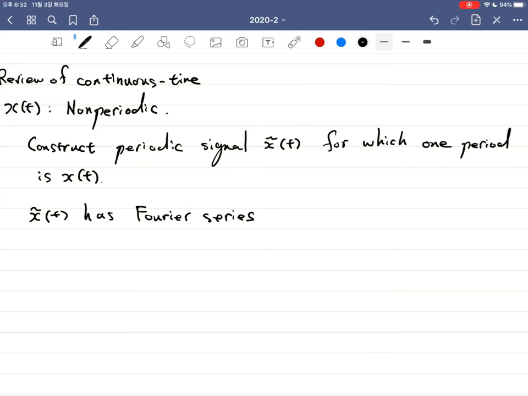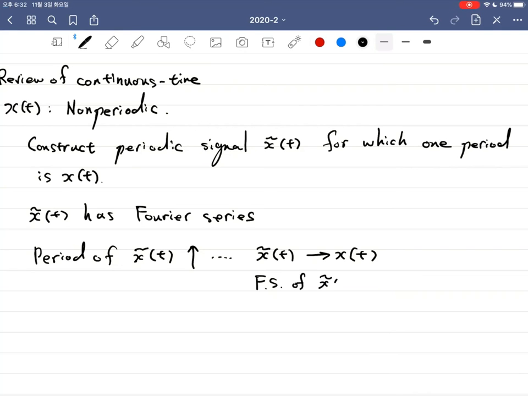And if you increase the period of this x tilde, then x tilde becomes xt, and the Fourier series of x tilde becomes the Fourier transform of xt.